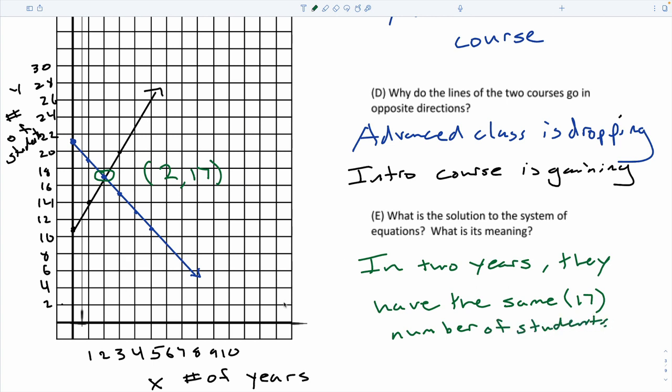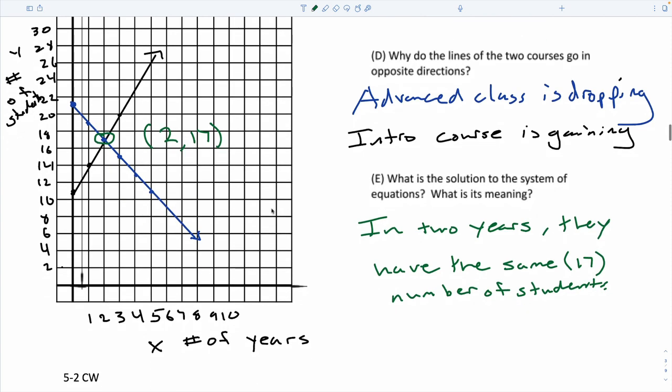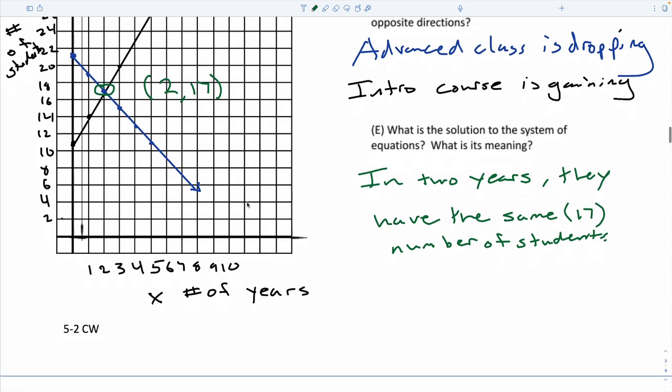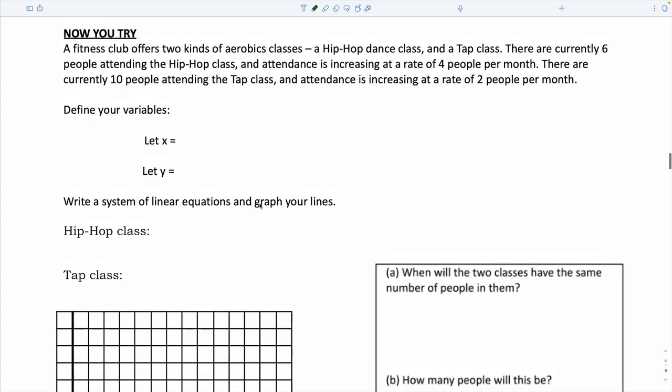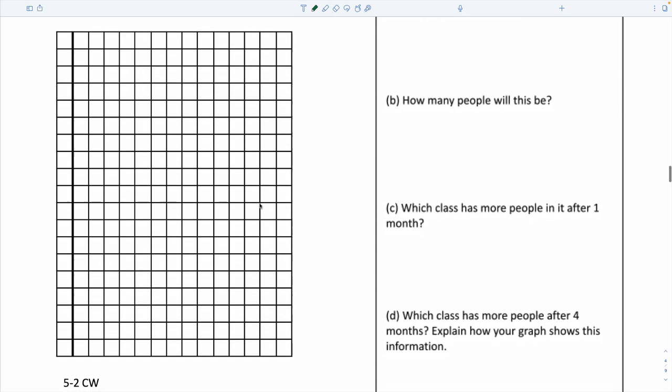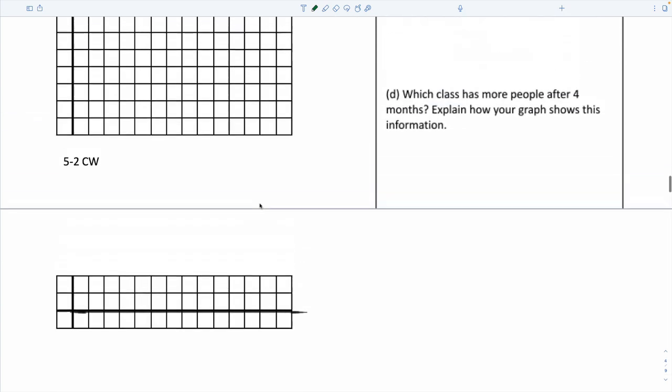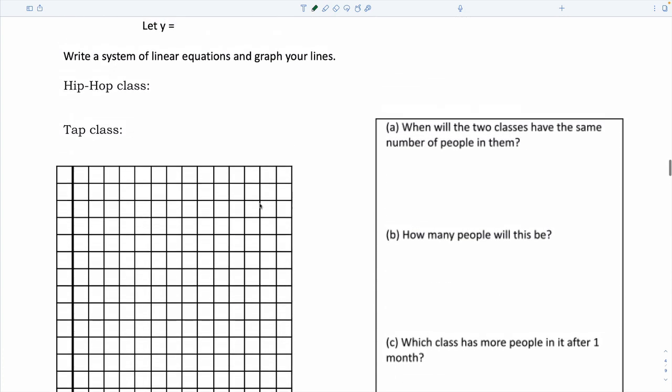You could then use the graph to predict in 20 years how many students the advanced class will have. It's not looking so hot for the advanced class and the advanced class teacher. I would look for another job if I were that teacher. You try this one. Luckily, that was not a real graph for our advanced class.